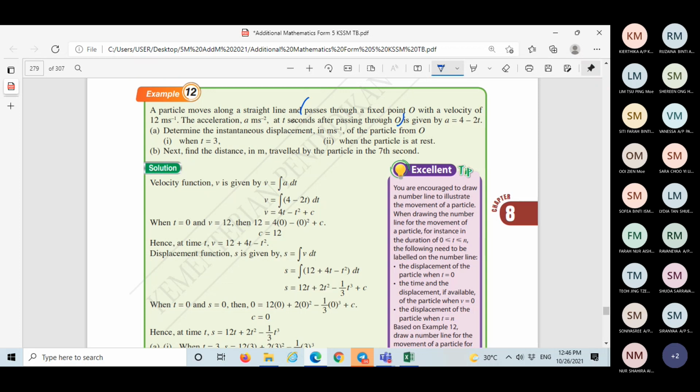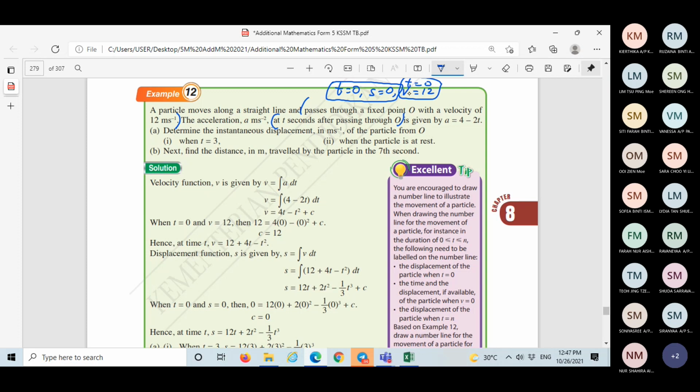Okay, you count the t second as when the particle is passing through point O. It means when t is 0, the particle is at 0. So from here to here, these 2 sentences are actually giving you t equals 0, s equals 0, and v equals 12. Therefore, t equals 0, s equals 0 is one set of conditions, and t equals 0, v equals 12 is another set of conditions.